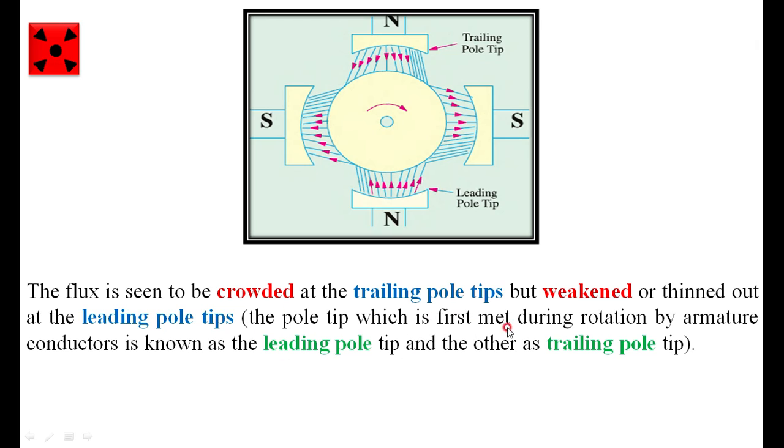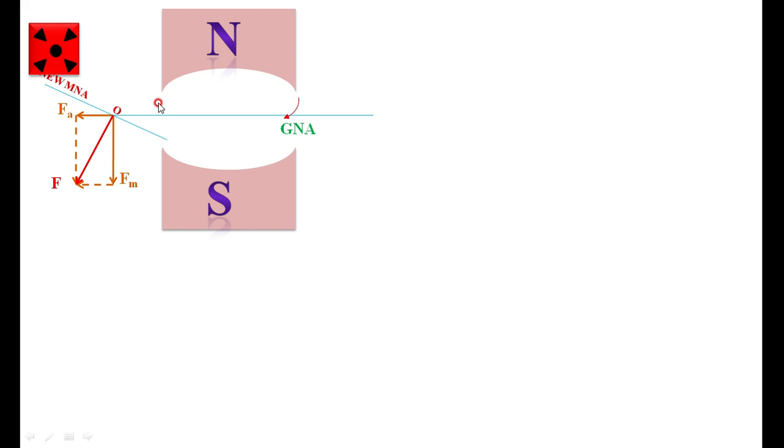The pole tip which is first met during the rotation by the armature conductor is known as the leading pole tip, and the other is the trailing pole tip, as I defined. Now you can see here the GNA, which is perpendicular to the polar axis. Now I have FM and FA, because of the main flux FM and armature flux FA, there is a resultant flux. Because of this, there is a new MNA, the same thing as in the previous figure I showed. Then the brush axis is now along the new MNA.